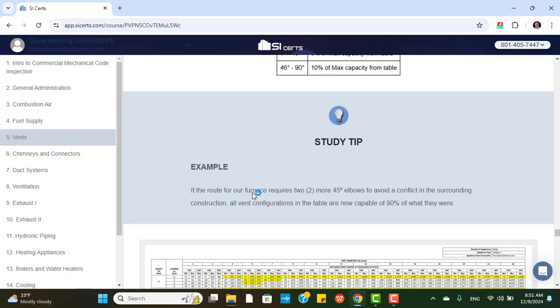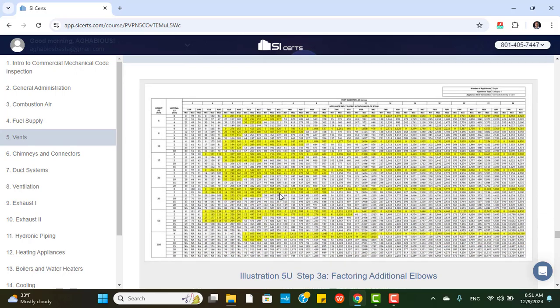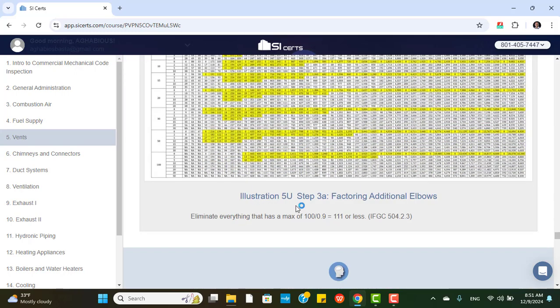Study tip example: if the route for our furnace requires 2 or more 45 elbows to avoid conflict and go around the construction, all vent configurations in the table are now capable of 90% of what they were. Okay, illustration 5U, step 3a, factoring additional elbows.